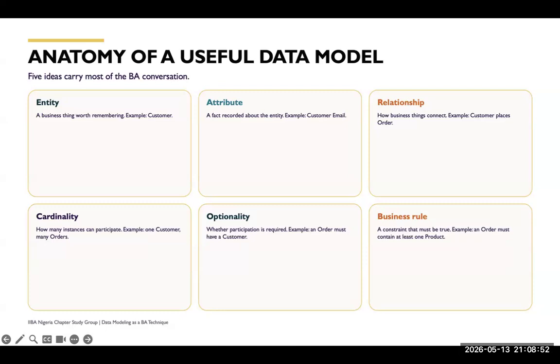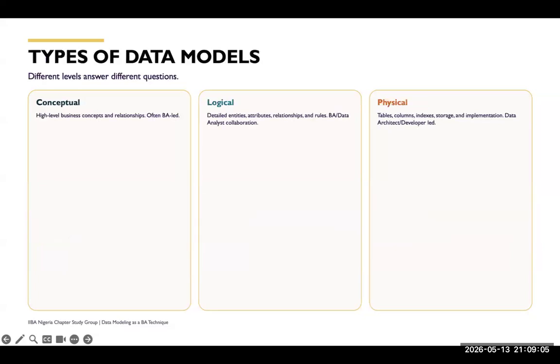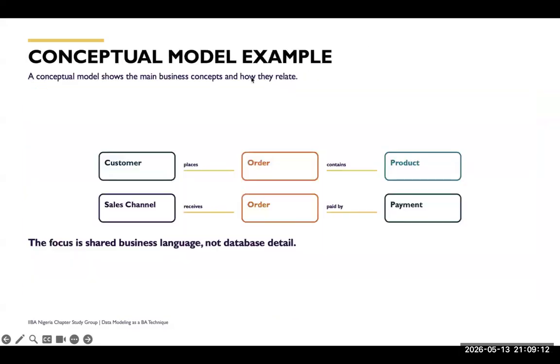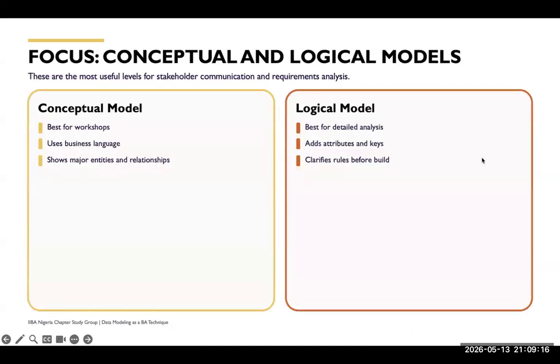All right. So we've just concluded the core competencies, or the core components rather. The anatomy is what I'm referring to as the core components, and the types of data models. So now, I've said the physical is not BA-led, ideally should not be BA-led. So we're looking at focusing on the conceptual and the logical model.